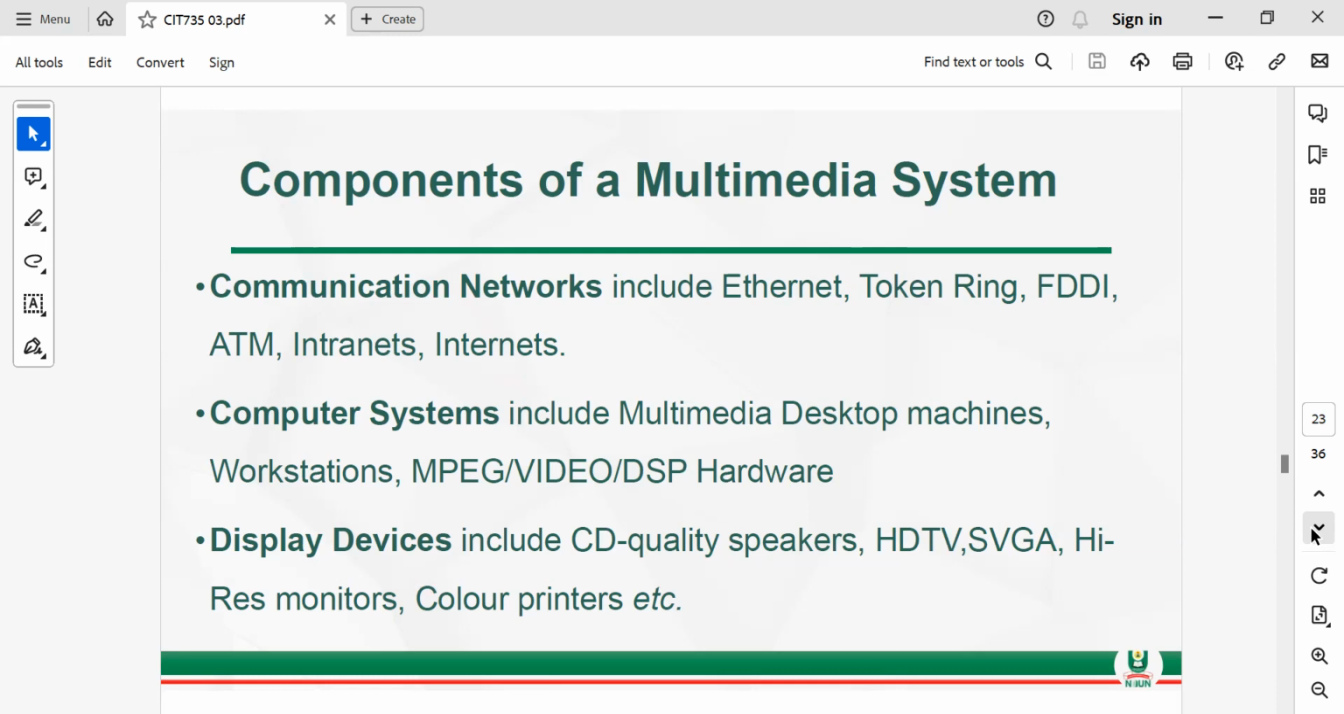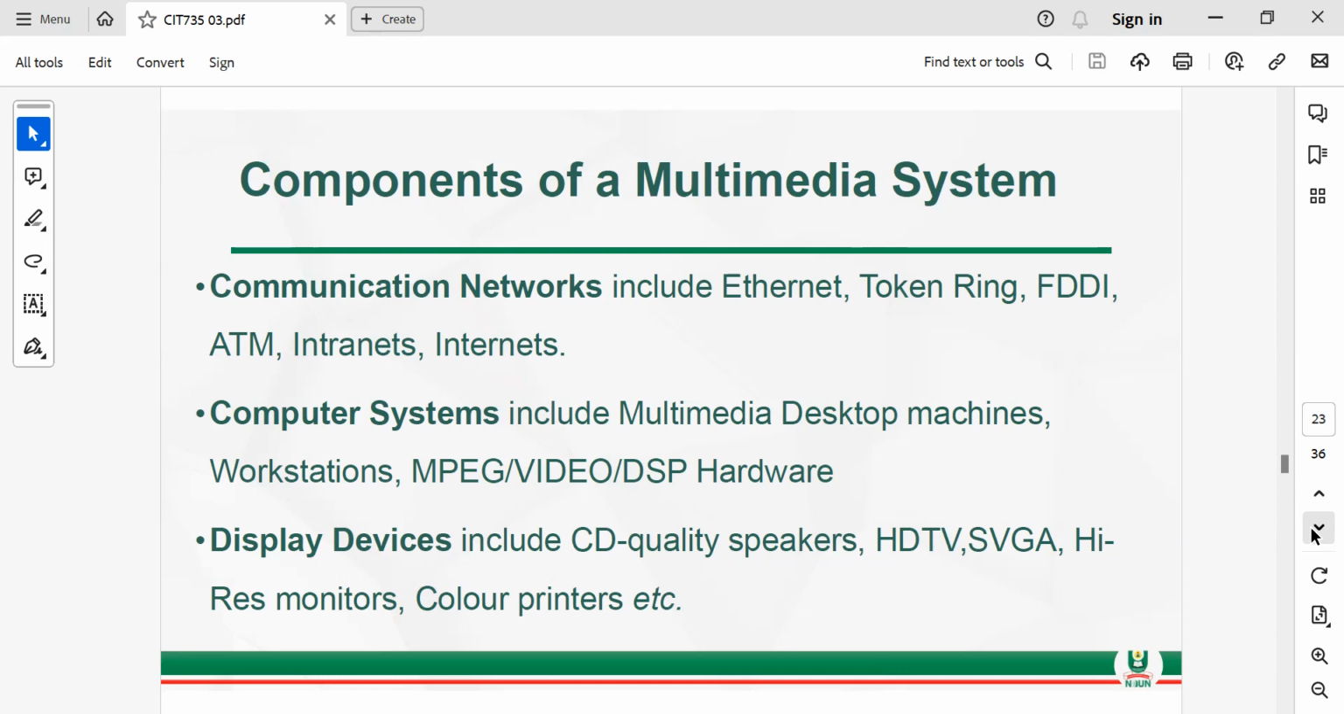You also need computer systems. Our modern computer systems always include multimedia capabilities. So you have multimedia desktop machine, you have workstation, you have MPEG, video, DSP hardware. Most of these particular technologies are now embedded inside the laptops that you buy. So most of the laptops you buy have appropriate sound and video card with adapters that are added to them. So you also have a graphic adapter, a video adapter added to it, or graphic processor added to it.